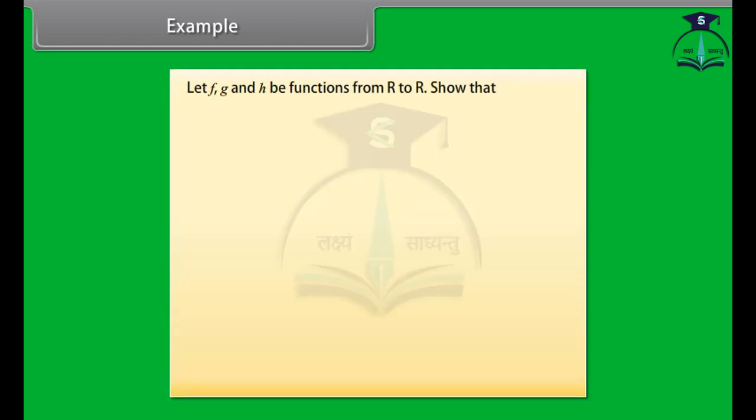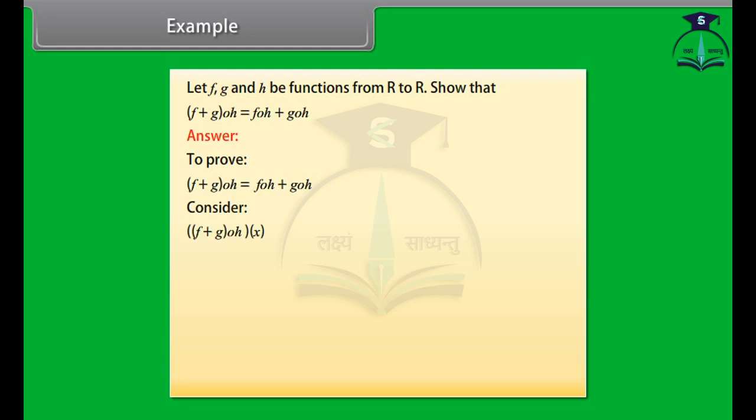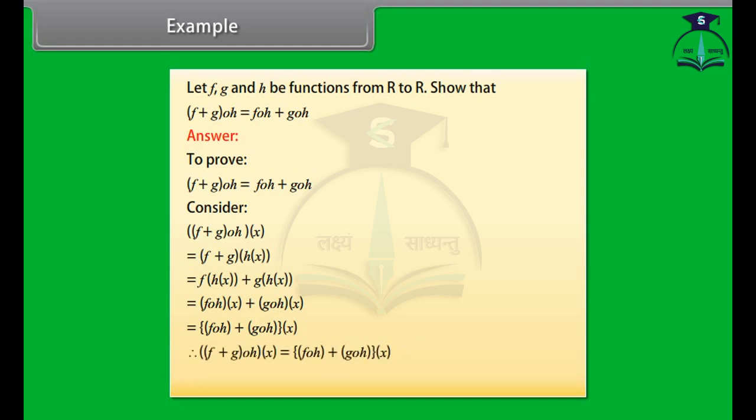Let f, g and h be functions from R to R. Show that (f + g)∘h = f∘h + g∘h. Answer. To prove (f + g)∘h = f∘h + g∘h, consider ((f + g)∘h)(x), which is equal to (f + g)(h(x)). On solving we get (f + g)∘h = f∘h + g∘h.